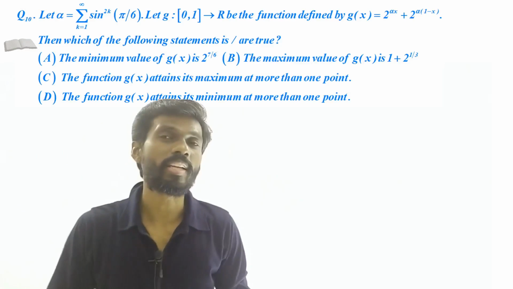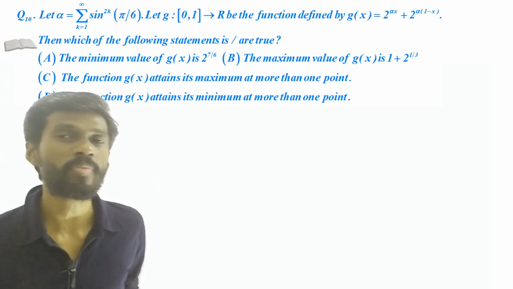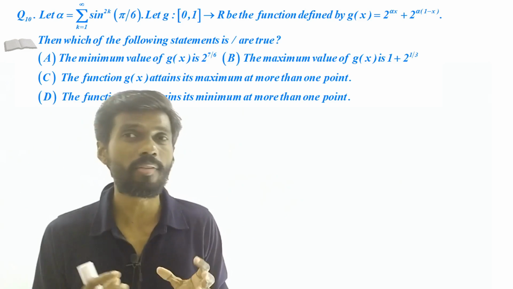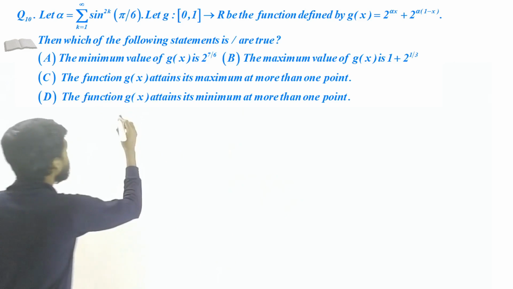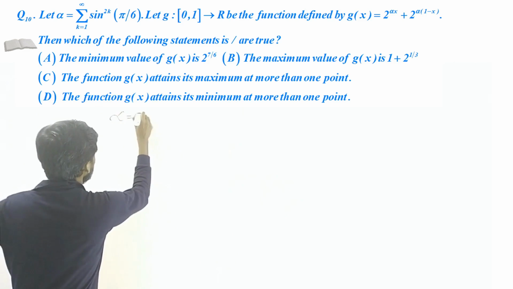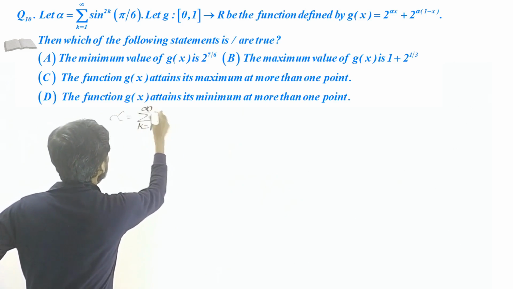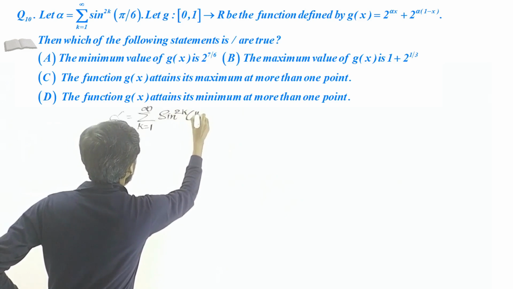Here the value of alpha is given as a series, right? We have to find the sum of this series to get the value of alpha, and then this alpha is used in the function g of x. So let us first find the value of alpha by simplifying, right? Let us find the sum of the series. The series given here is the sum for k from 1 to infinity of sine to the power 2k of pi by 6.